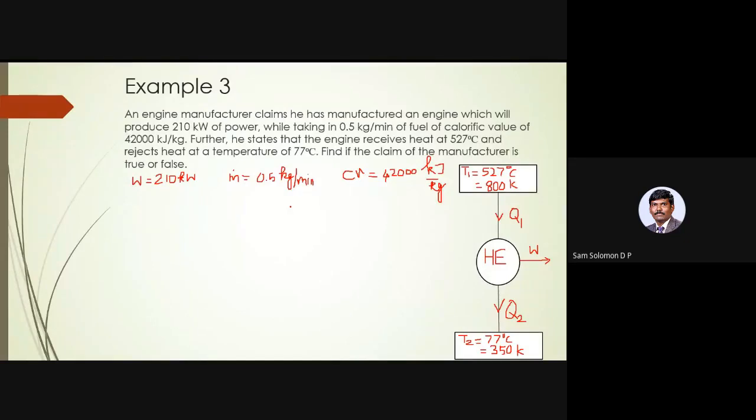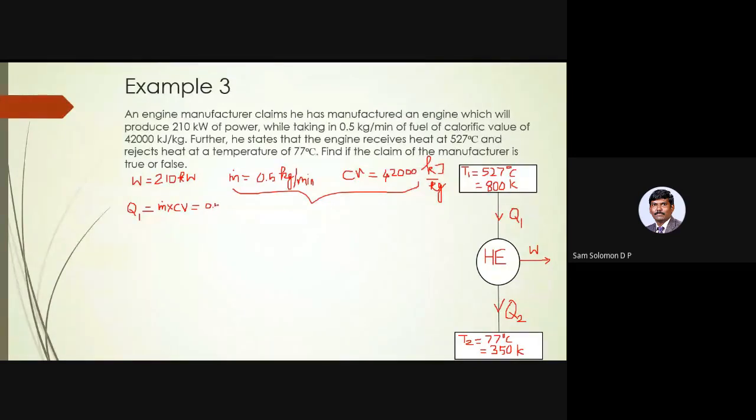So when you multiply this mass flow rate with the CV, you will get the heat supplied. So your Q1 is m dot multiplied by CV. You will get the answer in kilojoule per minute. If you divide it by 60, you will get the answer in kilojoule per second. That will be your kilowatts.